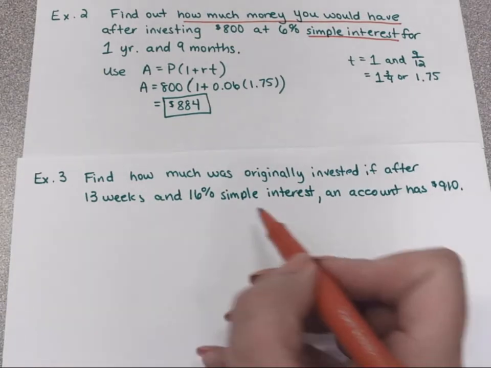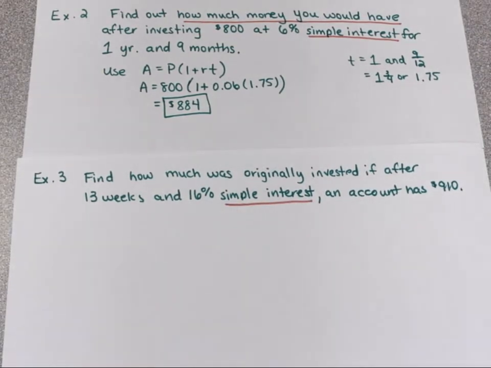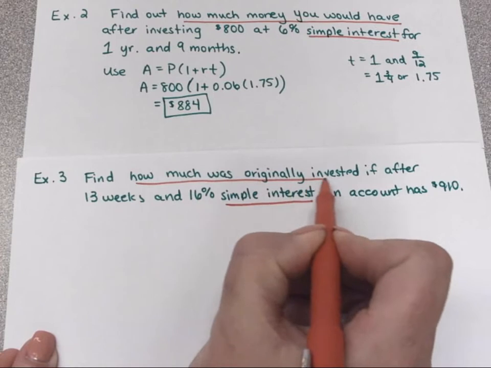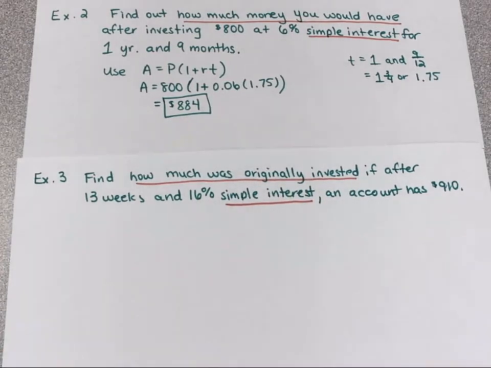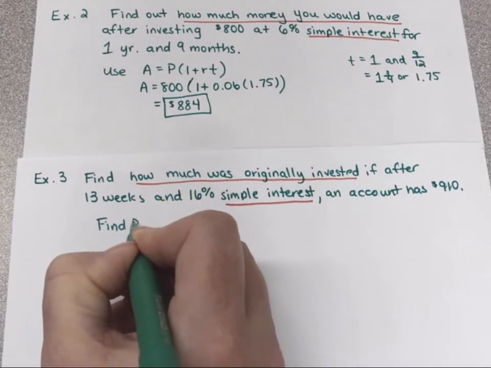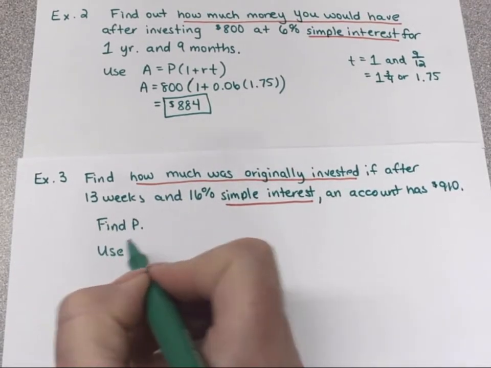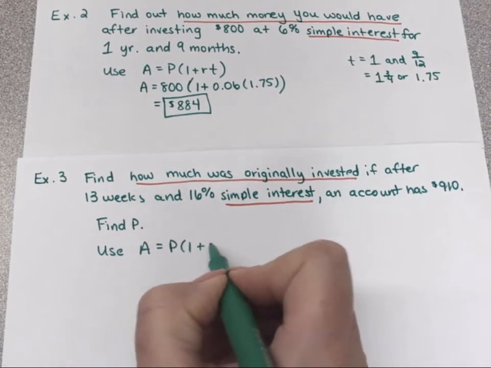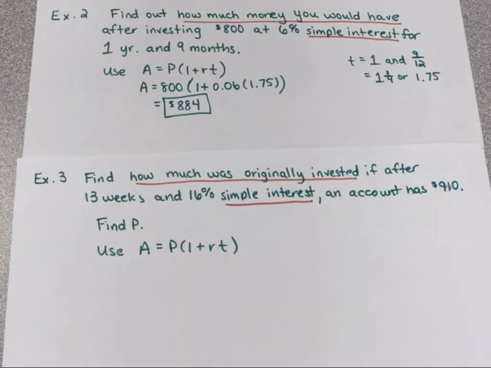Okay, so notice my key phrases I need to pay attention to are the fact that they use the term simple interest. But this time they're asking how much was originally invested. In other words, what are you trying to find this time? We're trying to find P. We're going to still use the same formula, but our unknown quantity is going to be different, and we're just going to maybe have to use a little bit of algebra to get the quantity that we actually want.